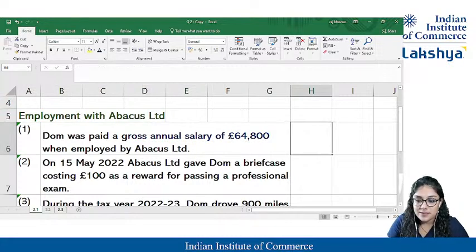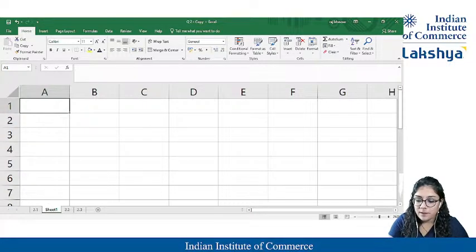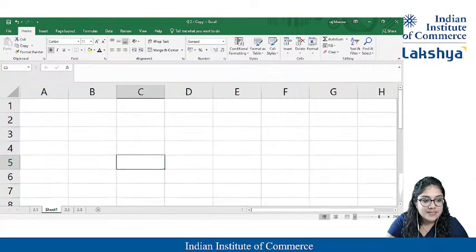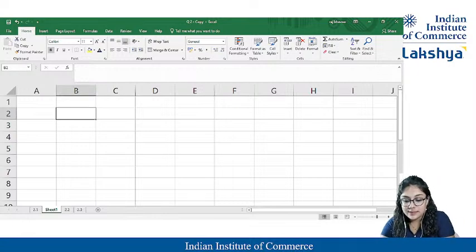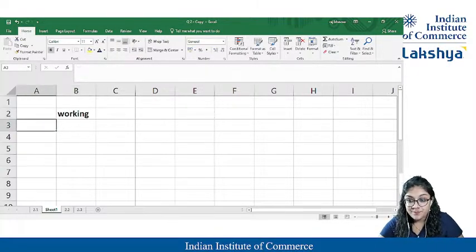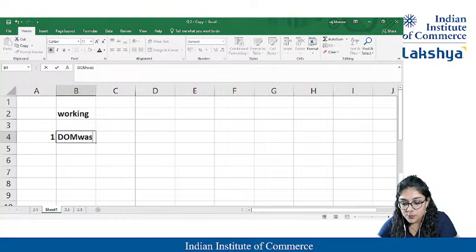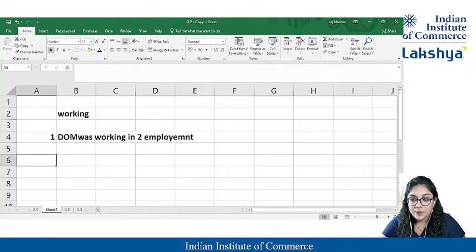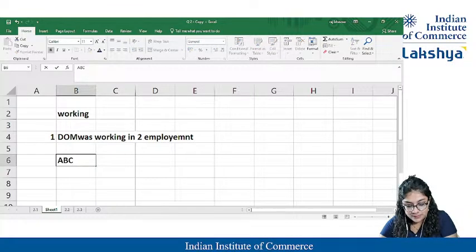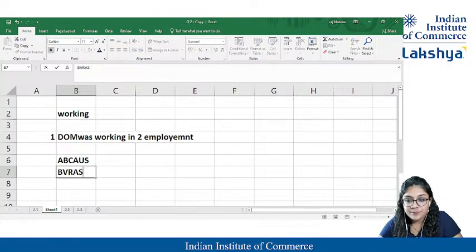So in the first question, when they have asked us like this, I'll just make a working note for me, just for my reference. I expect you all to write like this. Working notes. This is my working note, not my actual sheet. Workings. My first working is this. First of all, Dom was working in both the companies, in 2 employments. The first employment's name was Abacus, and another one was Brass.